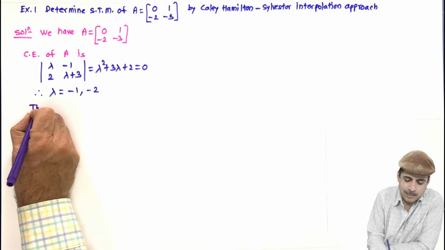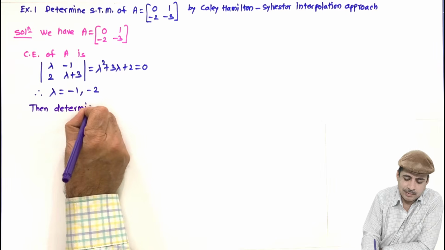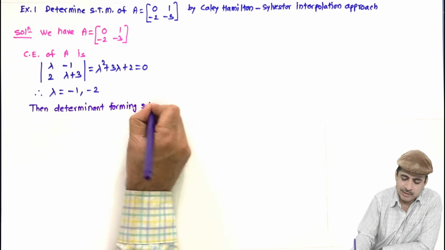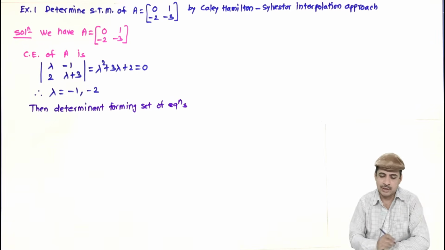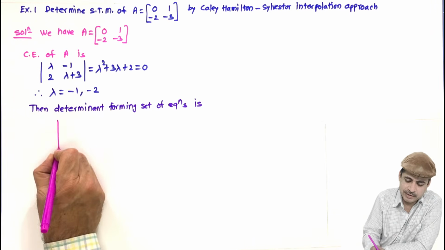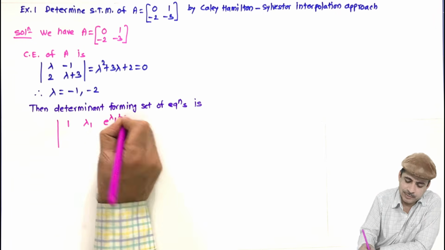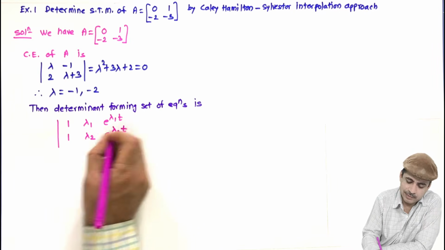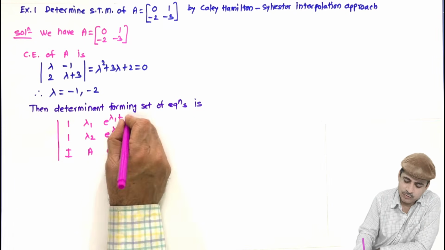Then the determinant forming the set of equations, which equations from the minimal polynomial using the Sylvester interpolation formula, is this determinant. They are the distinct roots, two values are there, so 1 lambda 1 e raised to lambda 1 t, 1 lambda 2 e raised to lambda 2 t, and then I A e raised to at, and this will be equal to 0.